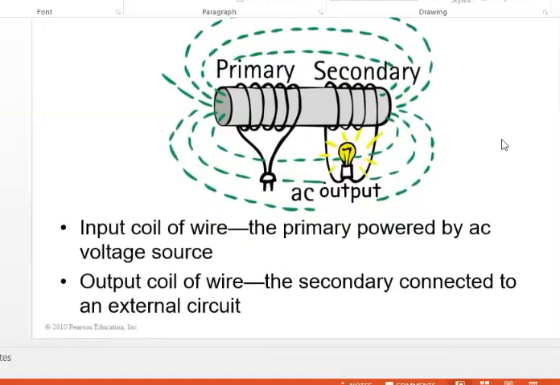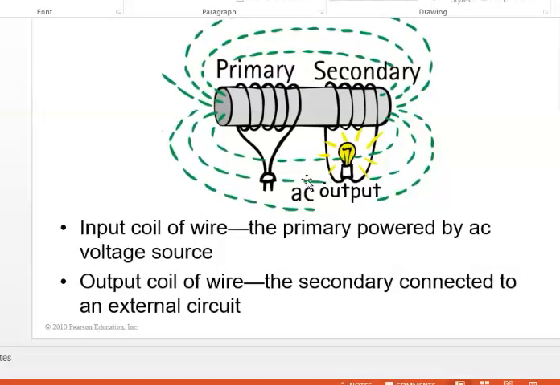Okay. So in a simple way, a transformer consists of two coils called primary and secondary coil. The primary coil is said to be the input coil and the secondary coil is said to be the output coil. That is, in the primary coil we feed electric current at high voltage, and in the secondary coil we get electric current at low voltage. So even the reverse is possible.